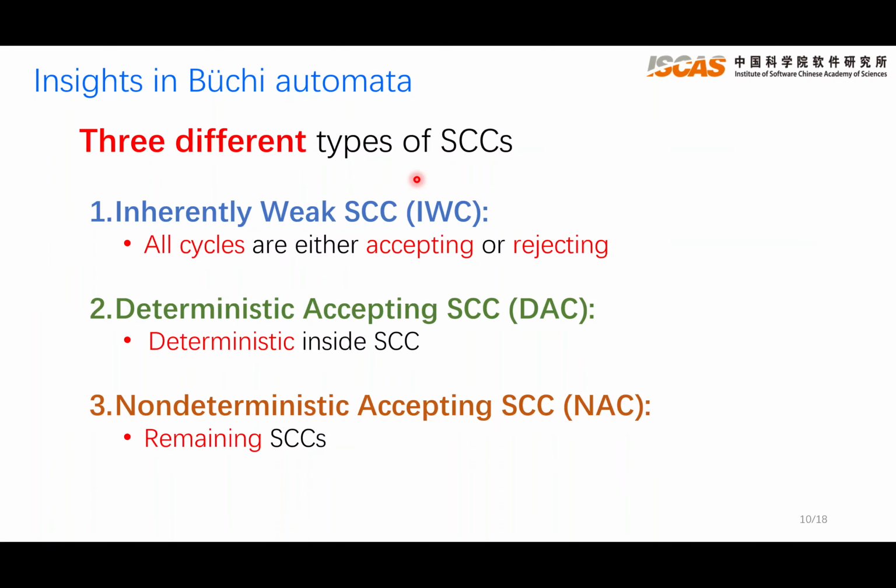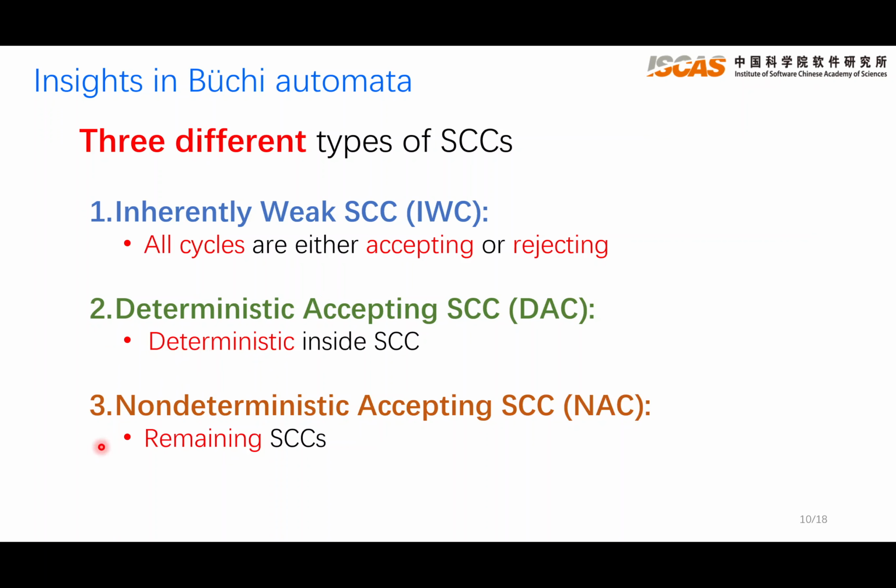Inspired by previous works, we can further improve our construction by classifying the SCCs into three different types, namely inherently weak SCC, deterministic accepting SCC, and non-deterministic accepting SCC. In an inherently weak SCC, we require that all cycles are either accepting or rejecting. In a deterministic accepting SCC, the transition relation must be deterministic.